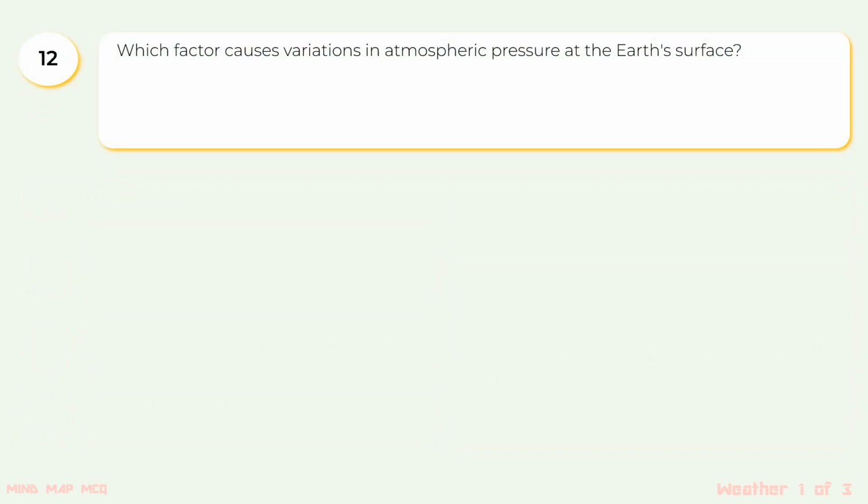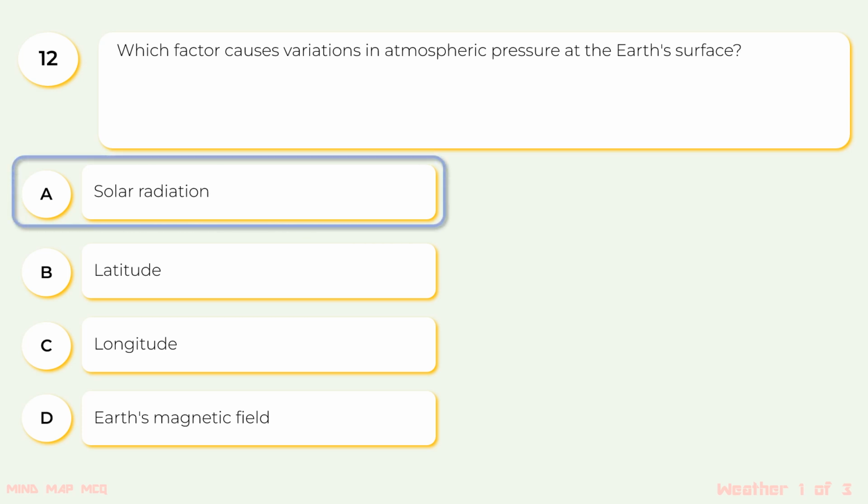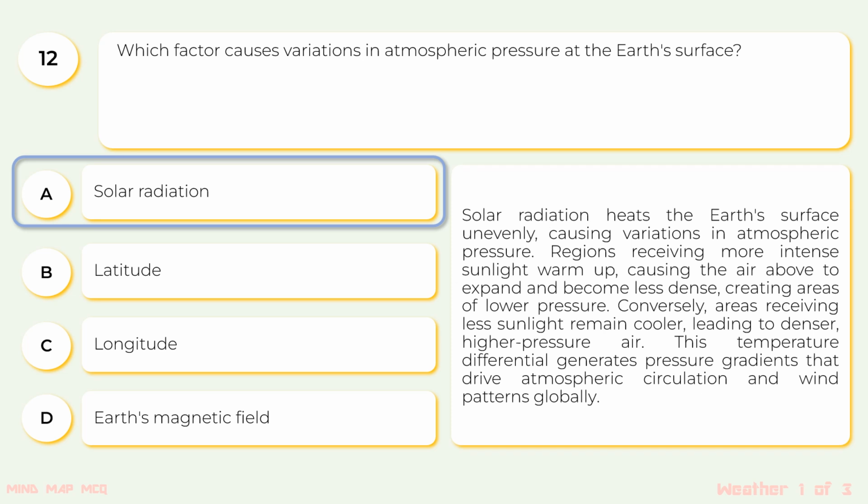12. Which factor causes variations in atmospheric pressure at Earth's surface? The options are A. Solar radiation, B. Latitude, C. Longitude, D. Earth's magnetic field. The correct option is A. Solar radiation. Solar radiation heats the Earth's surface unevenly, causing variations in atmospheric pressure.